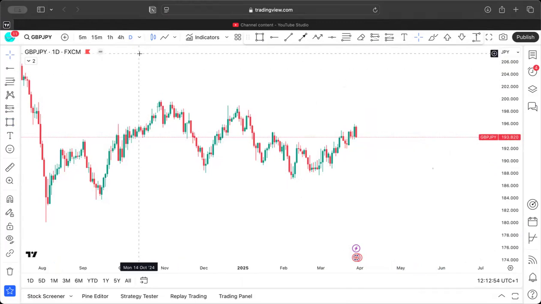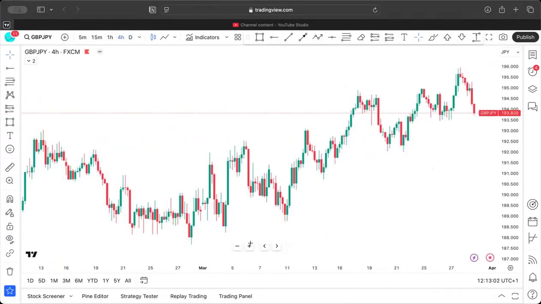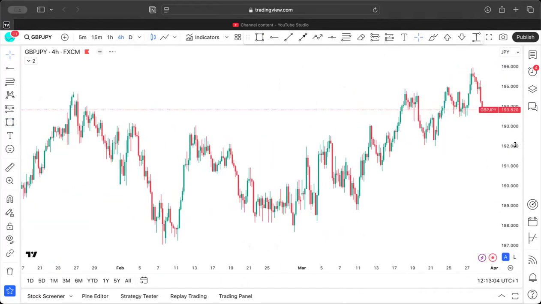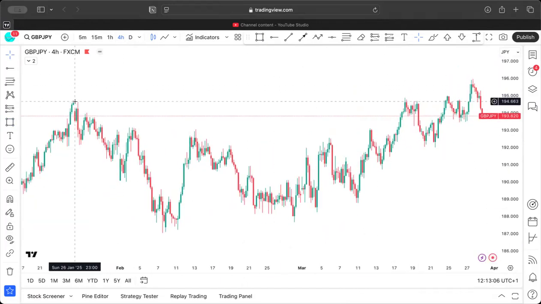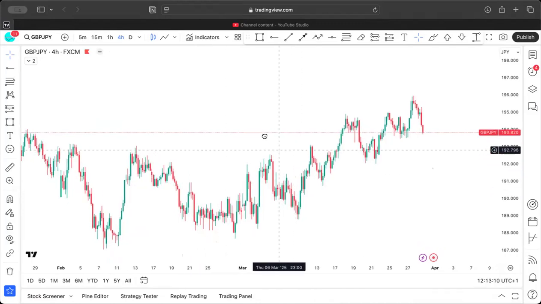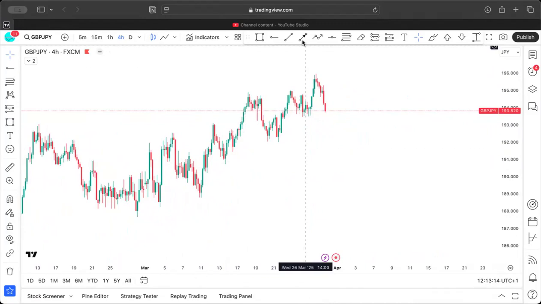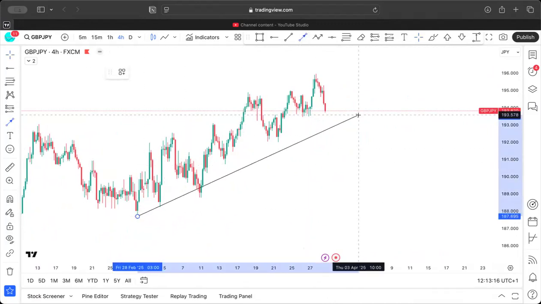So let's scale down to the 4 hour time frame to actually see what is going on. Right here on the 4 hour time frame, we can clearly see that the market was in a downtrend, and now we are bullish. We are on a bullish market structure on GBP/JPY.